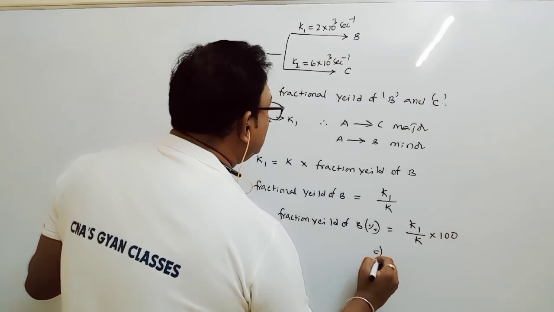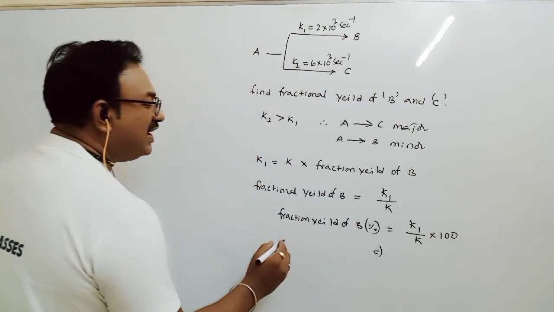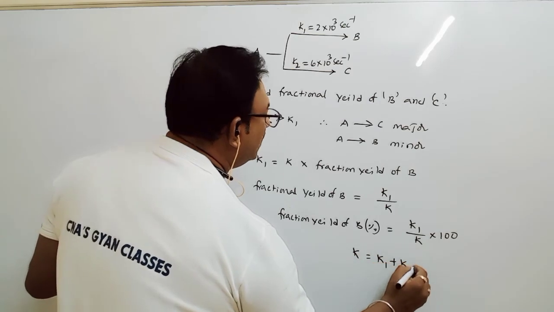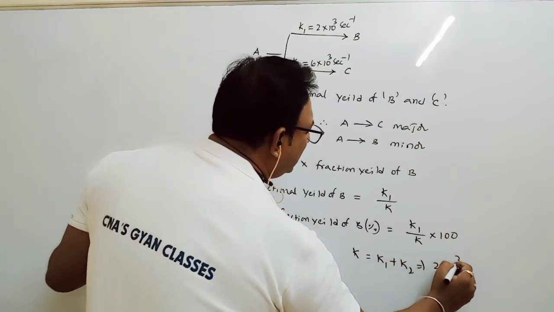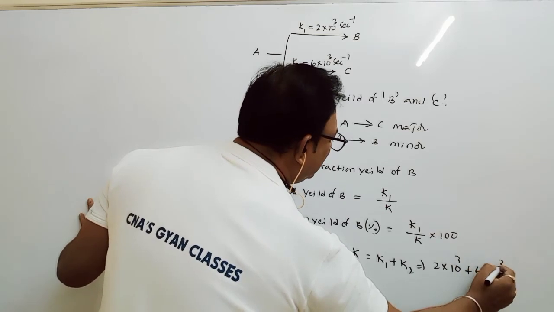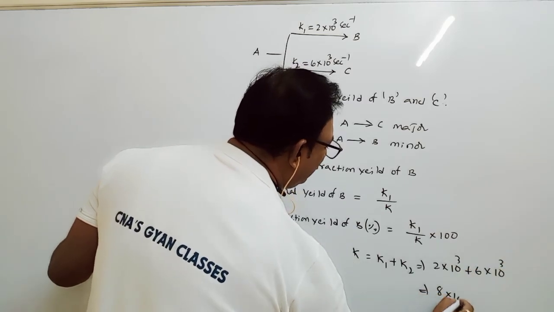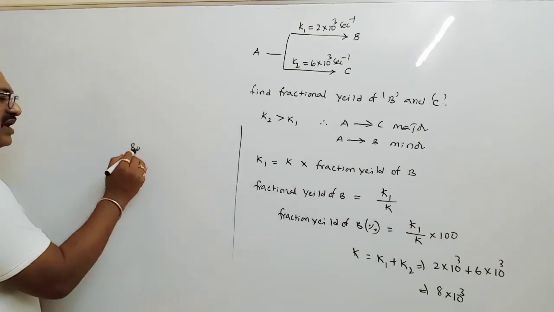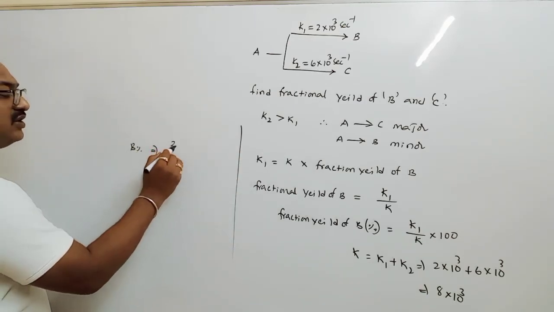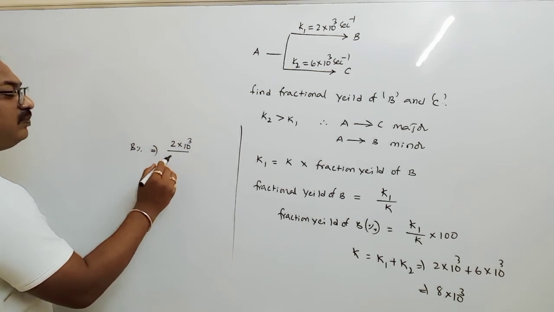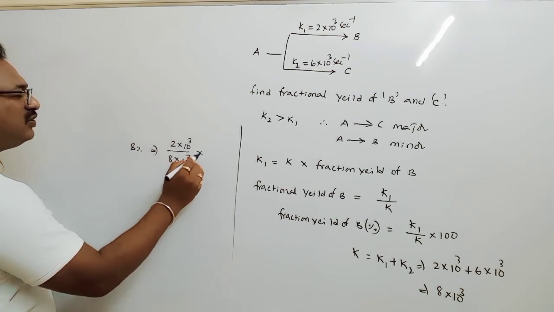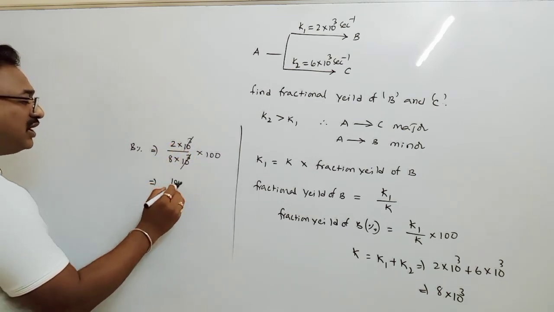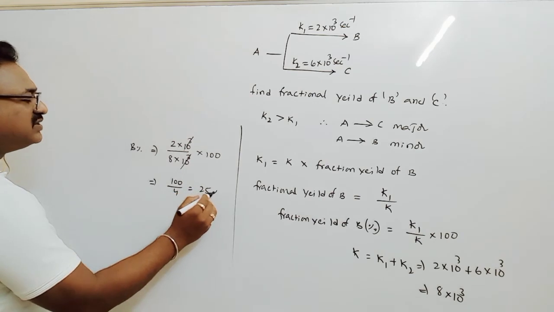So what is K? How do we calculate K? K is equal to K1 plus K2. So 2 into 10 power 3 plus 6 into 10 power 3, so that will be 8 into 10 power 3. So percentage of B is equal to K1, 2 into 10 power 3, by 8 into 10 power 3, into 100. 10 power 3, 10 power 3 get cancelled. So 100 by 4, that is 25%.